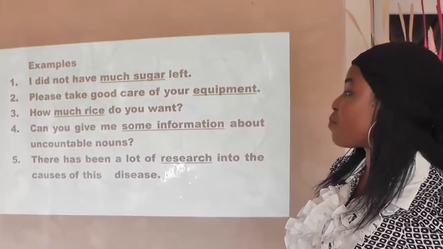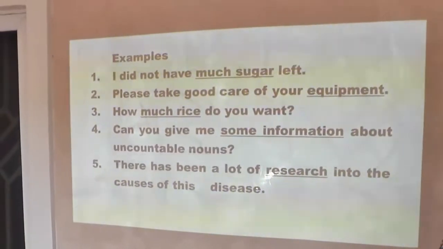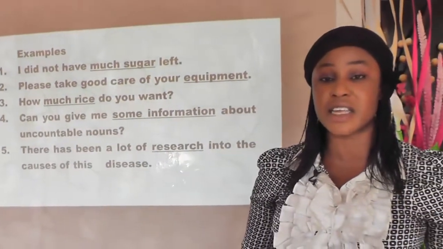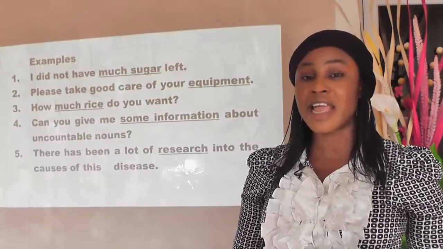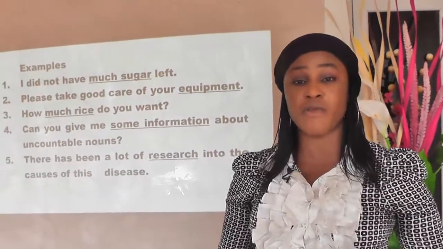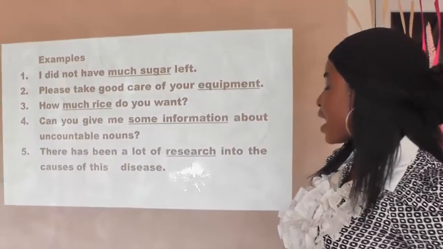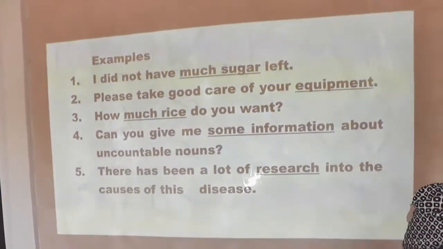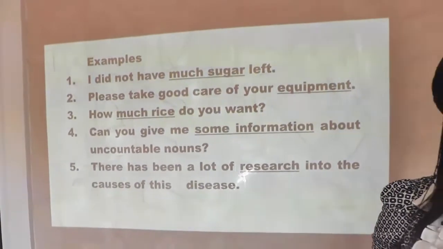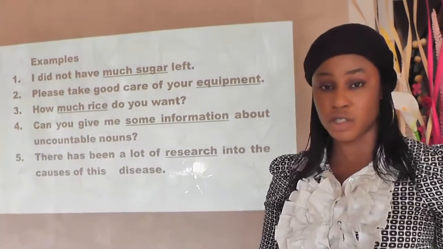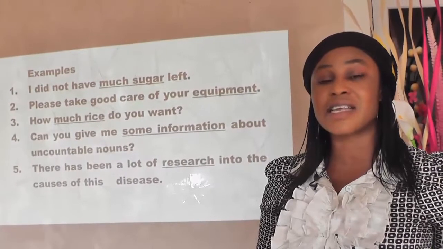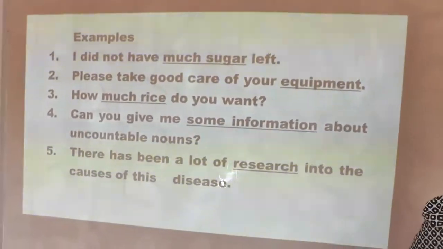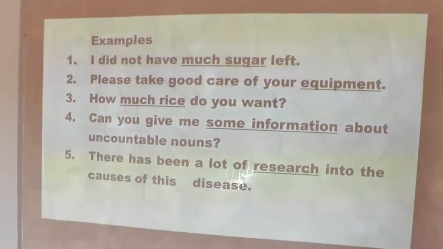Then second example, please take good care of your equipment. Equipment is an uncountable noun, so it takes a singular form and not equipments. Don't make the mistake of adding s to equipment. How much rice do you want? Uncountable nouns take the interrogative expression how much, while countable nouns take the interrogative expression how many. How much rice do you want, and not how many rice do you want.